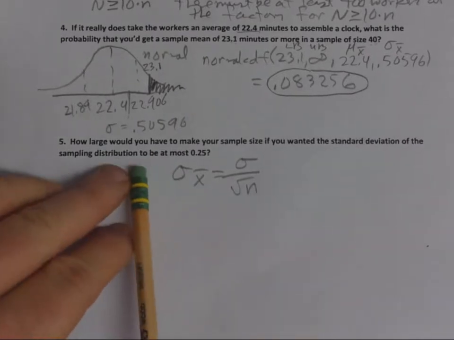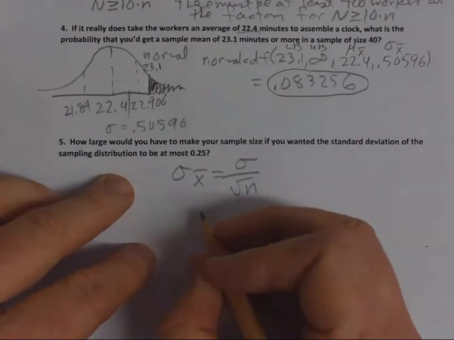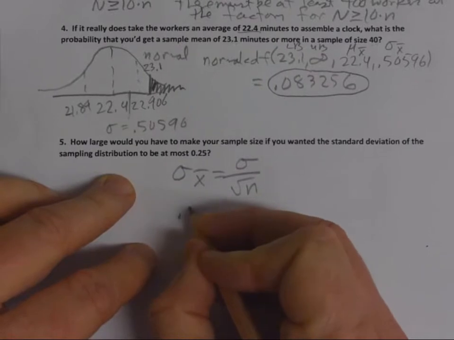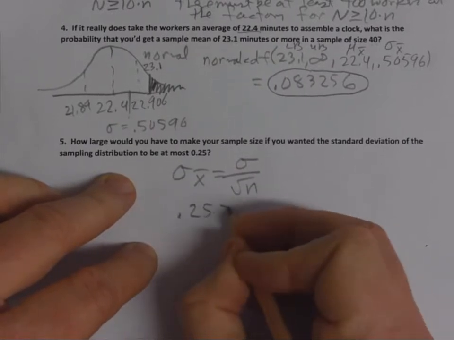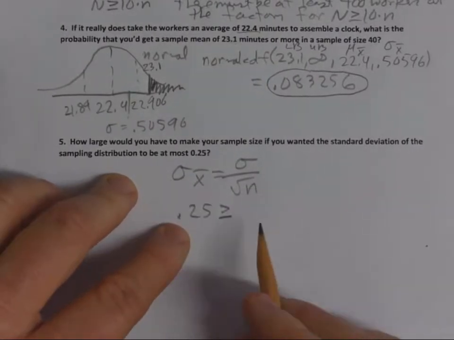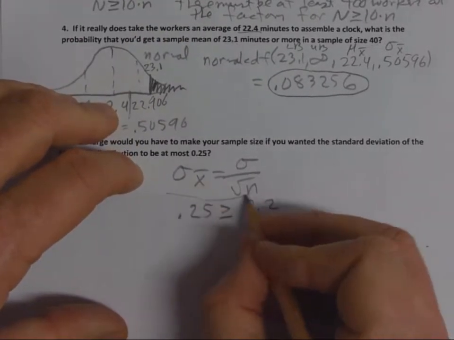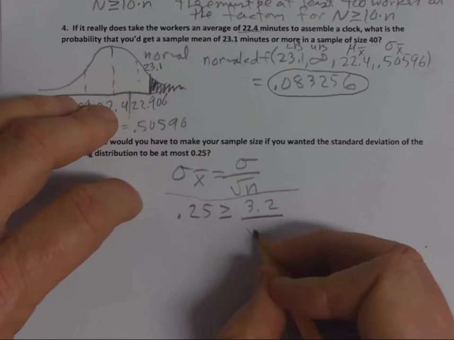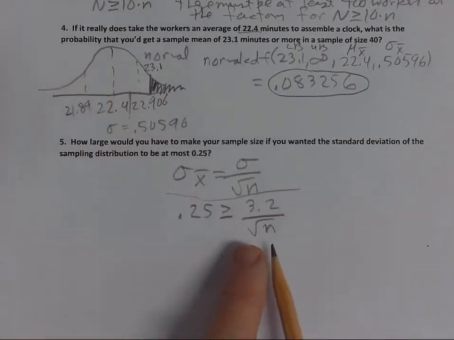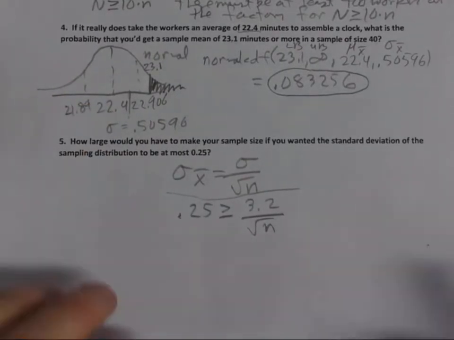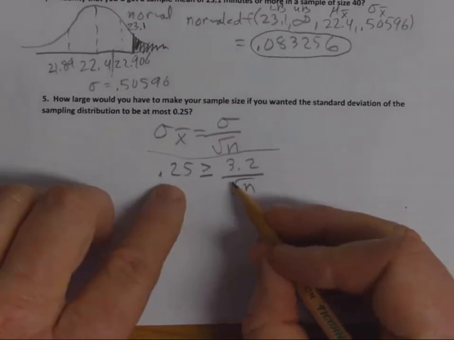And so in this case, we want the standard deviation of our sampling distribution to be at most 0.25. So we want this thing to be less than or equal to that. And it tells us up here that sigma is 3.2. And so we'll divide that by the square root of n. And then we'll just use our algebra skills to solve this for n. So to solve this for n, I've got to get it out of the denominator.